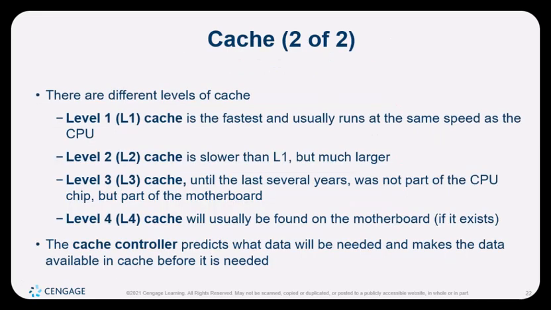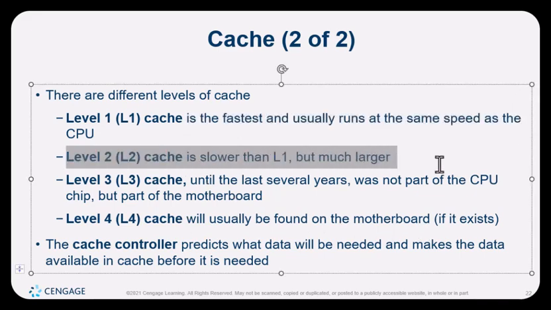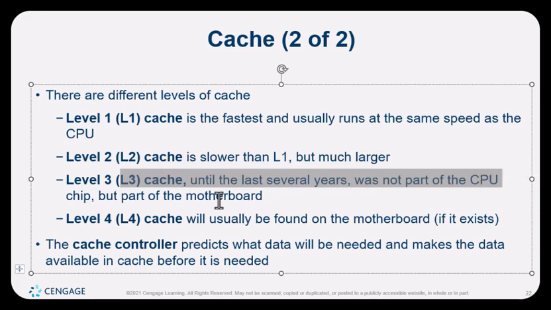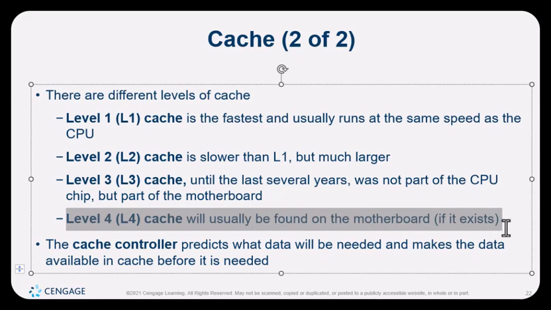Now again, we have this little slide here that talks about L1, L2, and L3. They even mentioned L4 cache. L1 is the fastest, runs at the same speed as the CPU. L2 is a little slower but larger. L3, until the last several years, was not part of the CPU. Now they're beginning to put it on the CPU a little bit more often, usually on the motherboard. And L4 cache will usually be found on the motherboard if it exists at all. This is a little bit more recent.